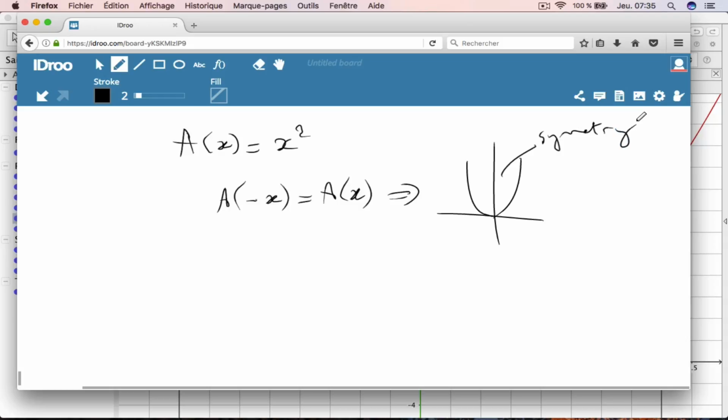Okay, that's it for today. Just think about it: we have x squared, but what could be the reciprocal function? We'll see on the next episode.